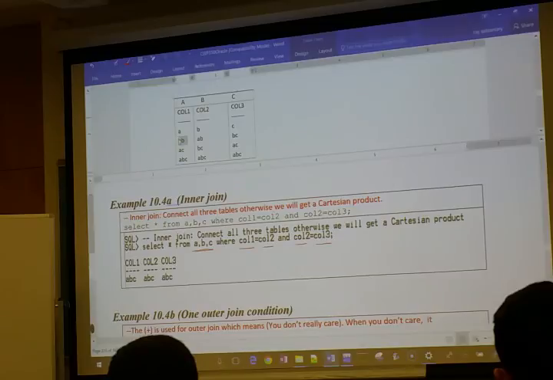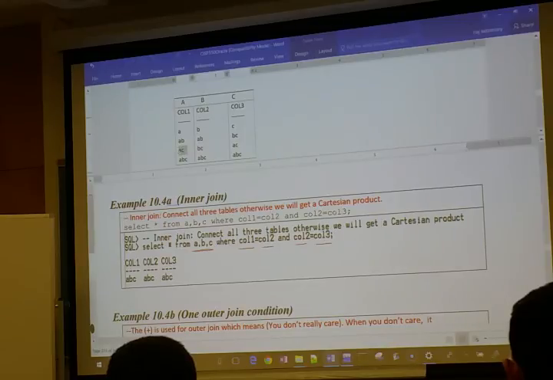What about this one? Does AB match up with anything? Yes, it does. It matches up with that. And then that AB doesn't match up with anything, because column 2 is supposed to go and match up with column 1. No, so we abandon that as well.